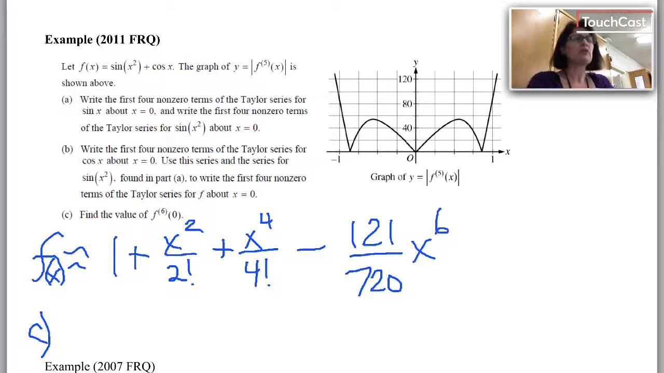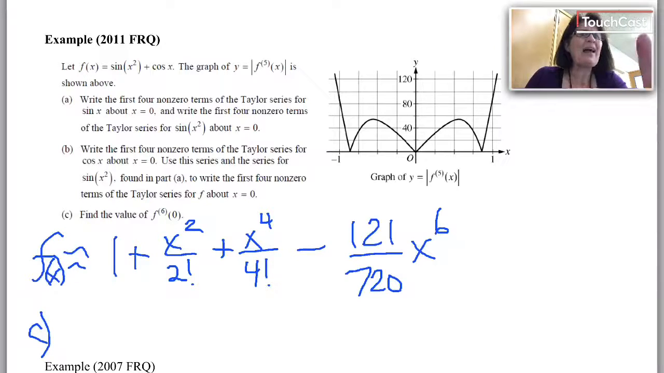So just notice when I get to part C, I don't have enough information about f to write a real Taylor polynomial from scratch for f, because I would need to know the first derivative and the second derivative and the third derivative and the fourth derivative of f, all evaluated at 0. And I don't know those.